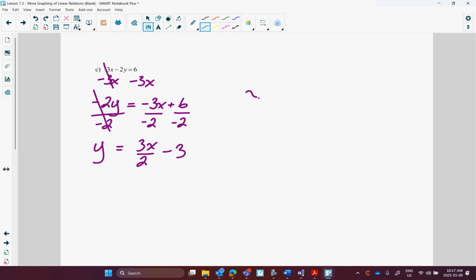Now we're ready to make our table. But remember, we've got a fraction in this equation, so we always want to choose 0. Then, because the denominator is 2, choose 2, and then follow the pattern to 4. So what is 3 times 0 divided by 2, subtract 3? Let's follow it through. What's 3 times 0? 0. Divided by 2, still 0. 0 minus 3.